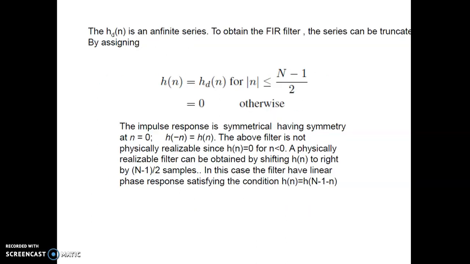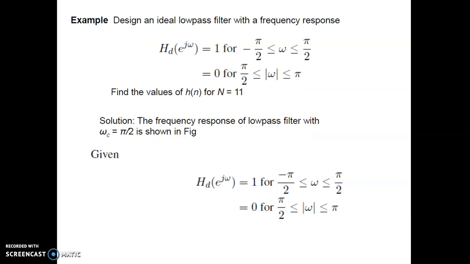Now, if we design a filter like this, you can get an infinite number of coefficients. So what we do is we truncate the infinite number of coefficients to a finite number of coefficients, which are given by hd of n for absolute value of n less than or equal to (N minus 1) by 2. Let us take an example.